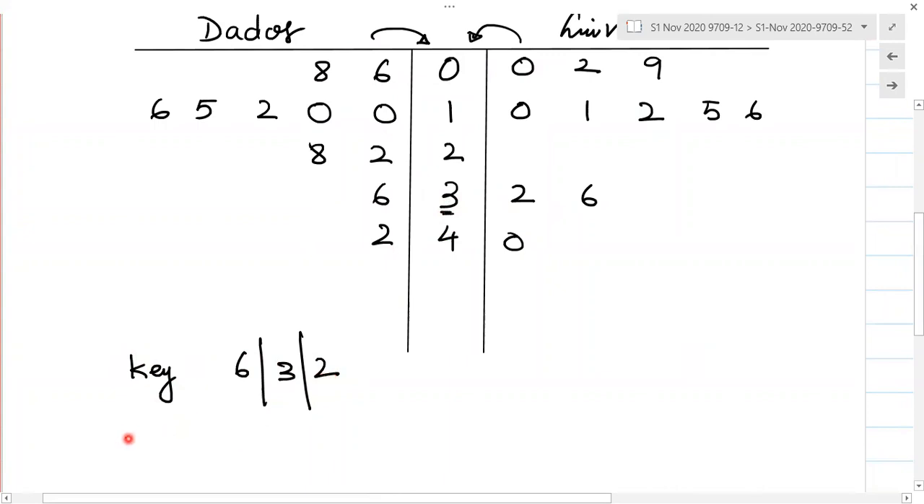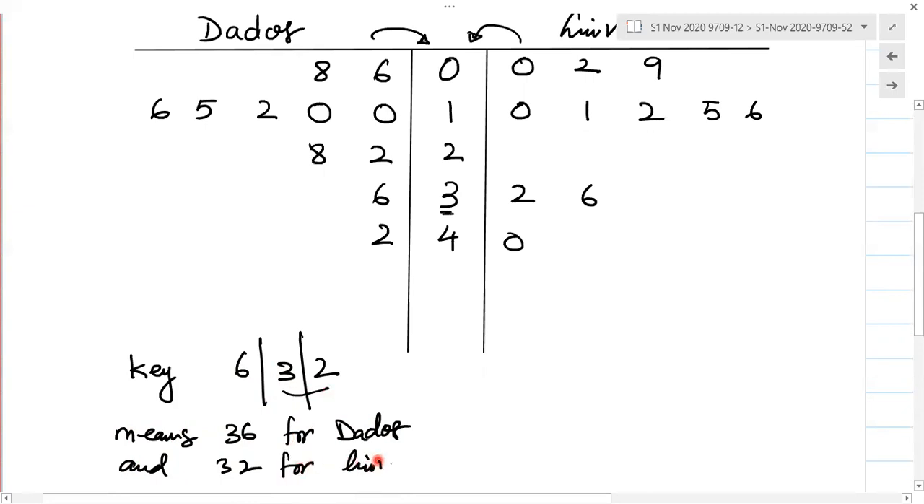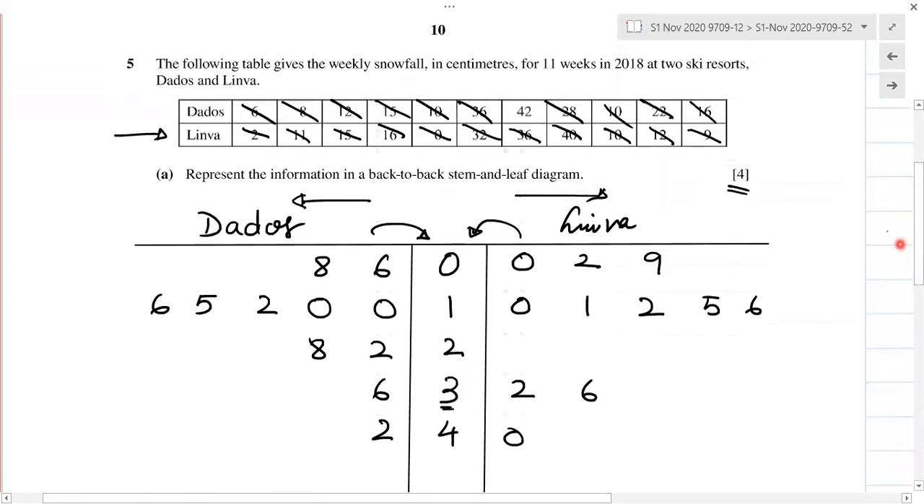So we'll say this means 36 for Deros and 32 if we read this as 32 for Linwa. So that's the key. We're telling the examiner how to read this out. So now that's part A done.